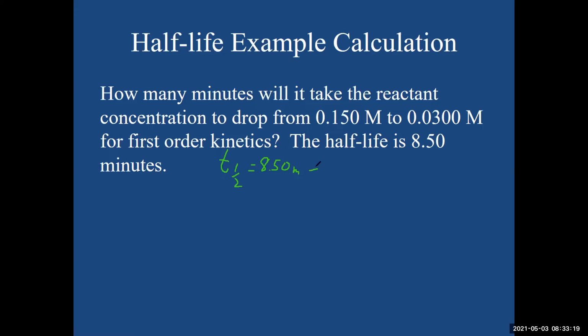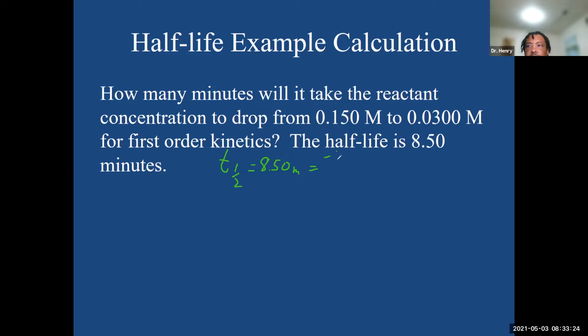Now we know that this is going to be equal to minus ln, or we should say, when the concentration A over A naught is going to equal 1/2. So I'm going to just write that in here. A is 1 and A naught is 2.